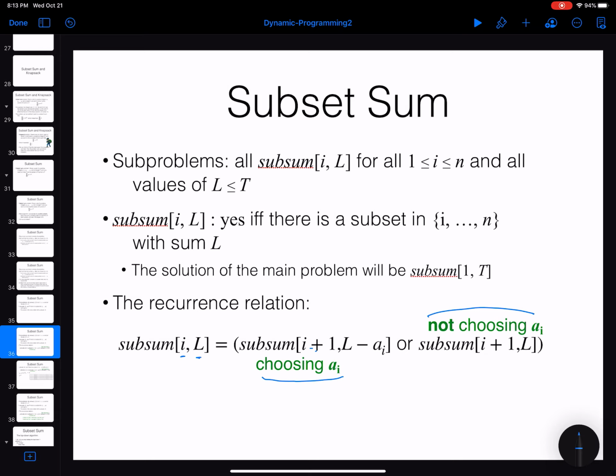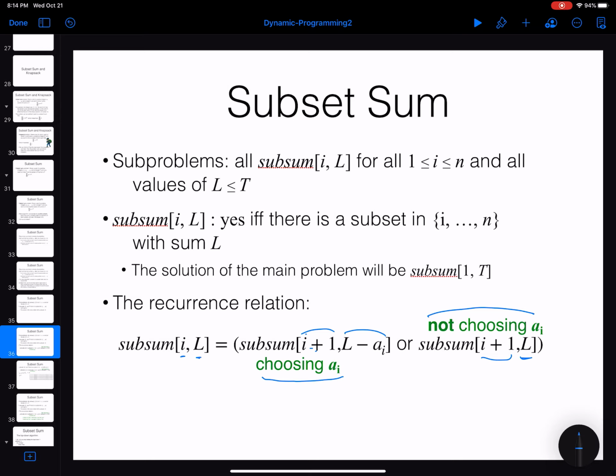Either you are taking it or no. You are not going to actually use it anymore. So if you take it, the next subproblem is going to be I plus 1, and the target will be updated with L minus A sub I. Or you are not going to take it, so the items that you are going to have access to is going to be from I plus 1 to n, and the target is still L.